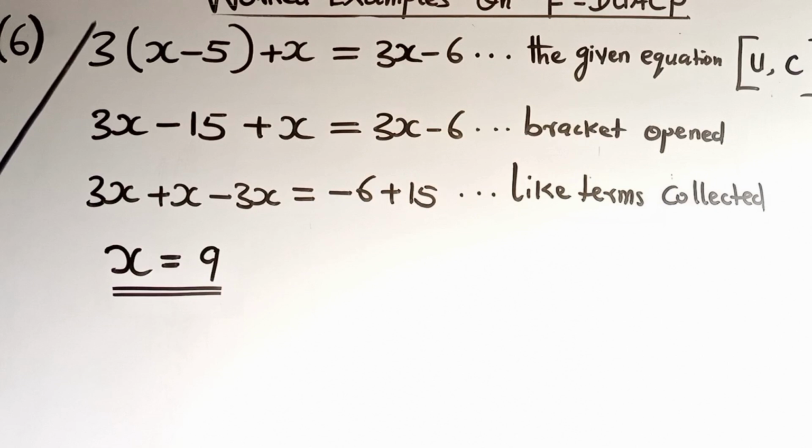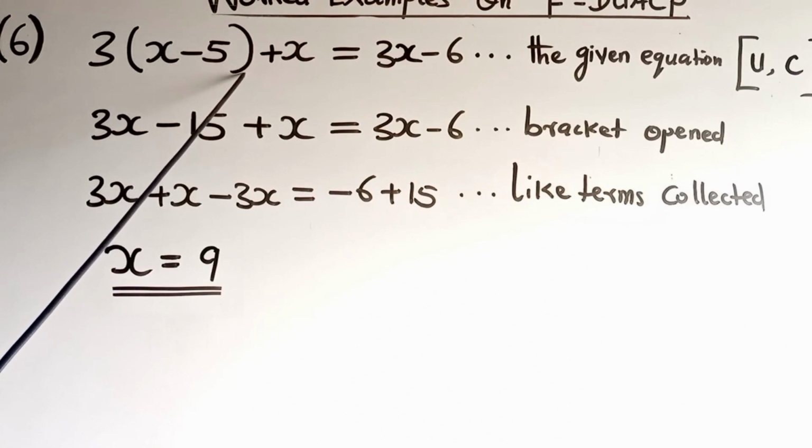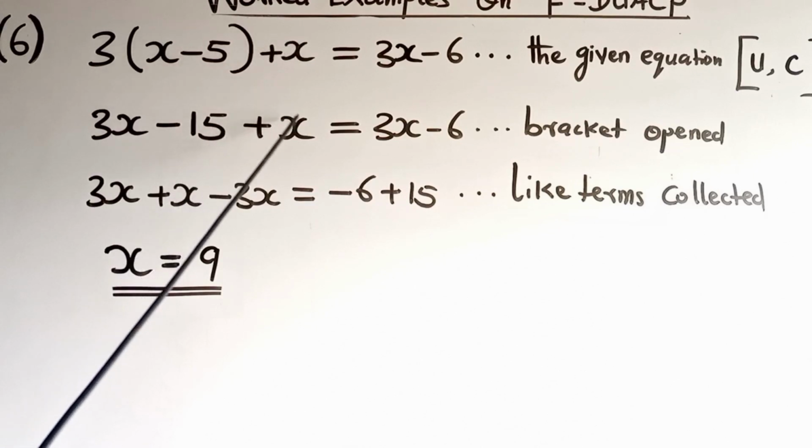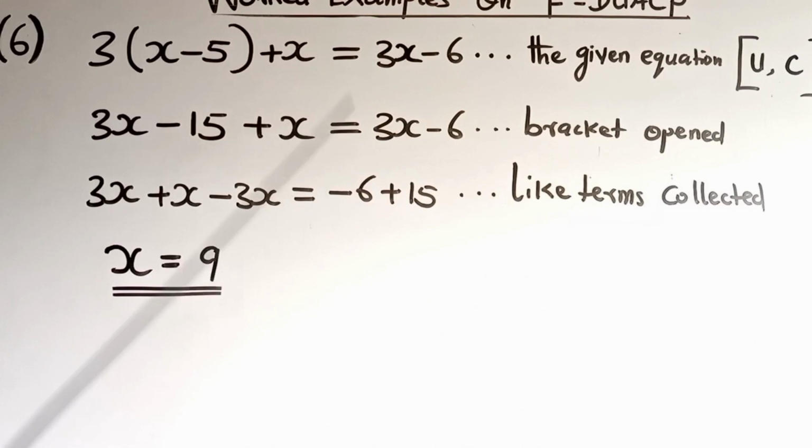I therefore use this 3 to open the bracket. 3 times x is this 3x. 3 times minus 5 is minus 15. Then 3x minus 15 is therefore the result of this bracket after being opened. Then this x is the same x here. Then 3x minus 6 is still here and equal to separate both sides of the equation. This way, we say that the bracket has been opened. Just 1 bracket opened.